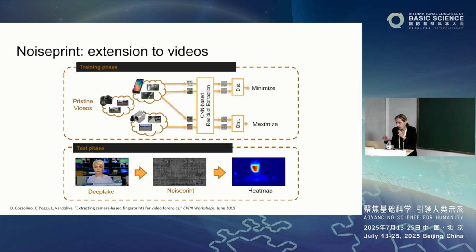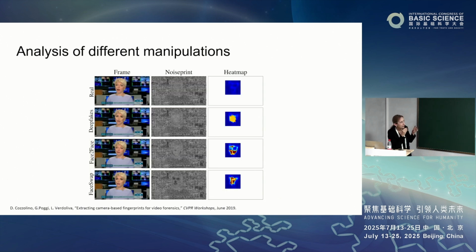We also extended this concept to videos, and in particular to deepfake videos. You can see that the extraction is not as good as for images. It's much more noisy. In 2019, when we did this analysis, it was quite hard for us to collect a large number of real videos in order to extract it. But from the heat map, by focusing only on the faces, you can in any case see that you can extract this information correctly.